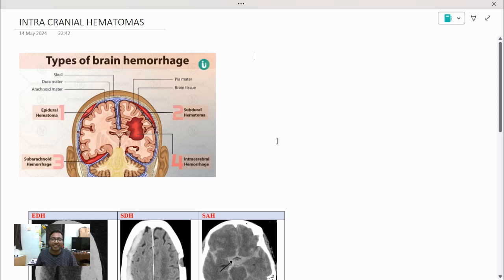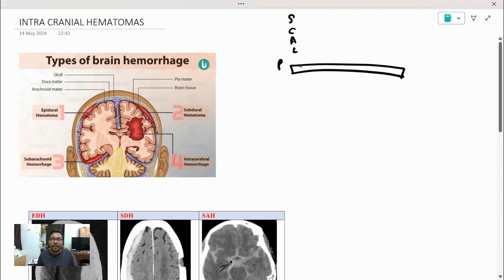Hello everyone, good evening. This is an important topic we're going to see, the topic of intracranial hematomas. Before we get into the topic proper, we need to understand what are all the layers that we are basically looking at. So let's say, for example, this is your pericranium, and you know that you have got scalp here.